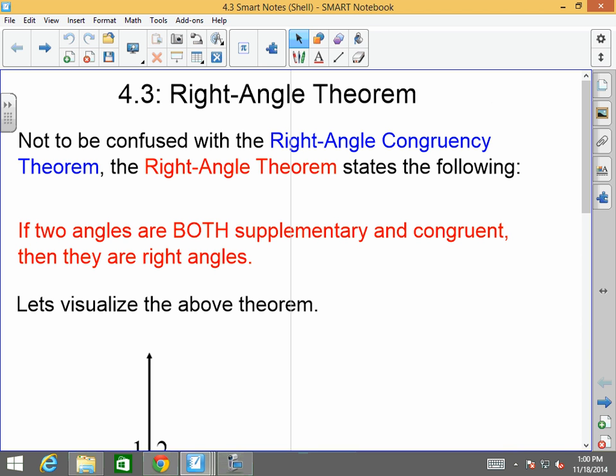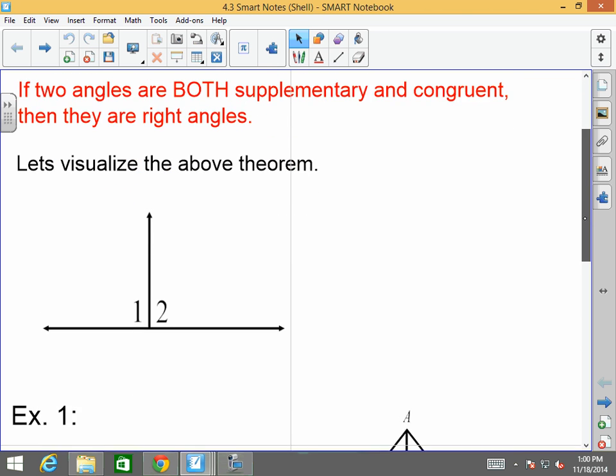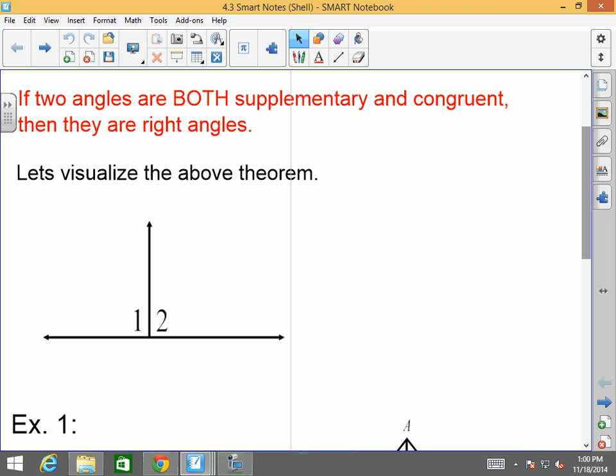And we kind of talked about this yesterday. I don't know if you remember. And I said, oh, we're going to see this tomorrow. And let's visualize the above theorem. Okay? I have this angle 1 and angle 2. The good news, you will no longer have to say that those angles are supplementary. We've already assumed straight lines.